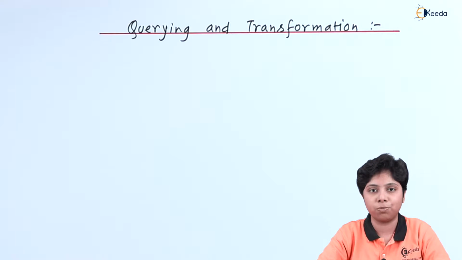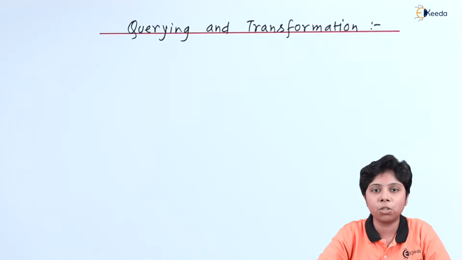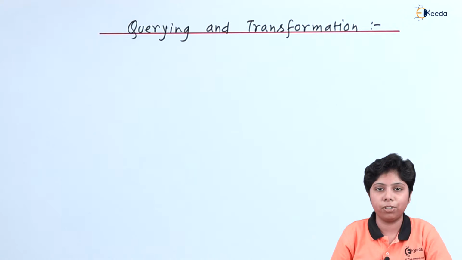To start with XML querying and transformation, first the modeling of data should be known. XML uses a tree modeling structure. There will be a hierarchy, like first the upper node or the root node will be there, and from it the children nodes will be there.